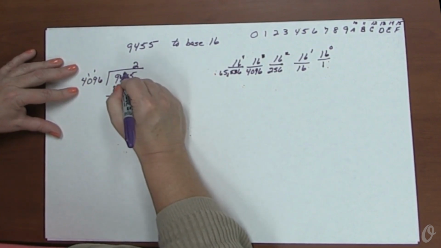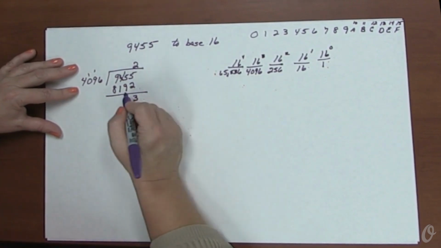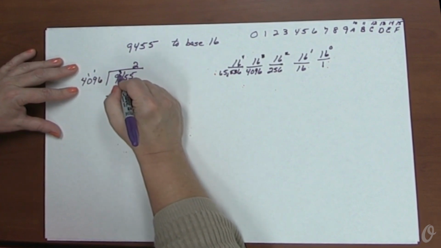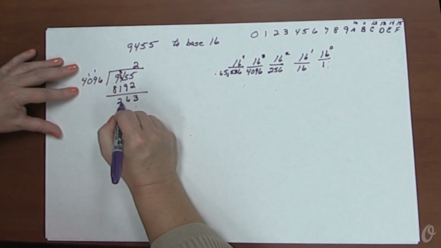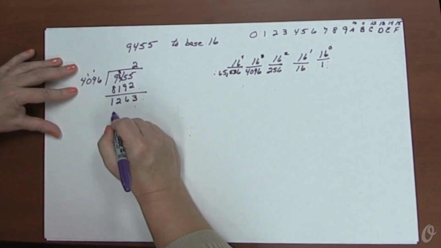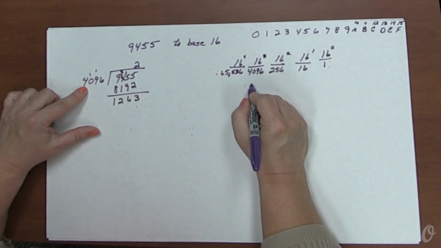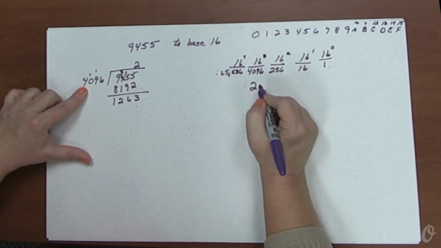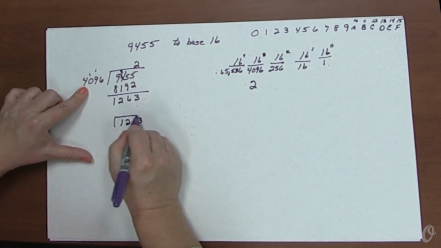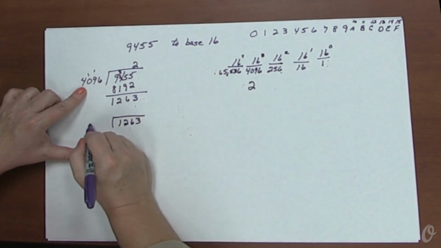I need to borrow here, and I'm borrowing a group of 10. So 15 minus 9 is 6. This makes 3 here. 3 minus 1 is 2. And then I bring down, 9 minus 8 gives me 1. So in 4,096, I have 2 groups. Taking my remainder, 1263, and dividing by my next group, which is 256.